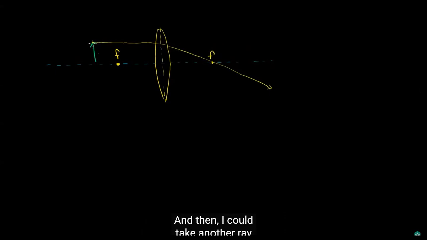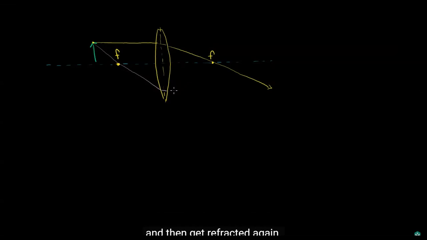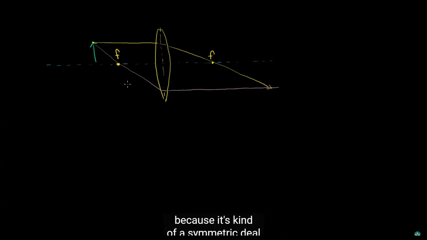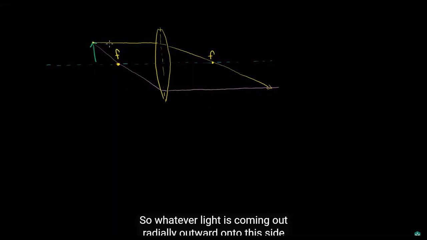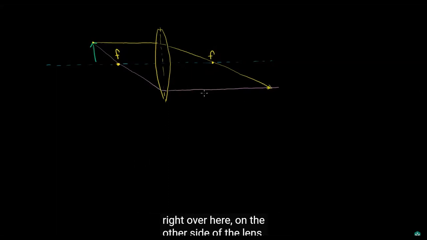And then I could take another ray from the tip of that arrow that goes through the focal point on this side. And so that is going to get refracted like this and then get refracted again. So it comes out on the other side of the lens going parallel. And hopefully this makes sense to you because it's kind of a symmetric deal that we're dealing with over here. If something coming in parallel on the right side will go through the focal point, then something going through the focal point will come out on the other side parallel. So whatever light is coming out radially outward onto this side and going through the lens will converge at this point right over here on the other side of the lens. And even light that goes straight through the lens would end up right over there. It actually won't be refracted at all. It'll just go straight through the lens.